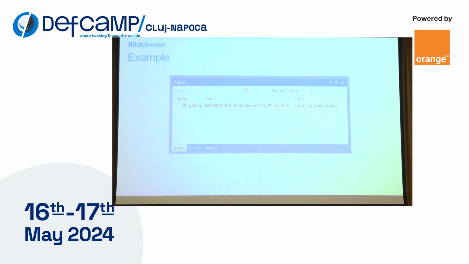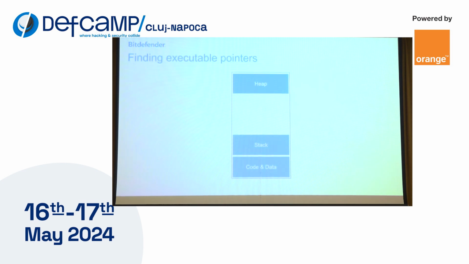So let's look at the debugger view of that sleep variable. This is before CIAPO would attack the process, and this is what happens after it attacks the process. This is the pointer to our payload. And as we saw in the loop, eventually this will be executed, and CIAPO will achieve execution. Now, let's look at where we would find executable pointers.